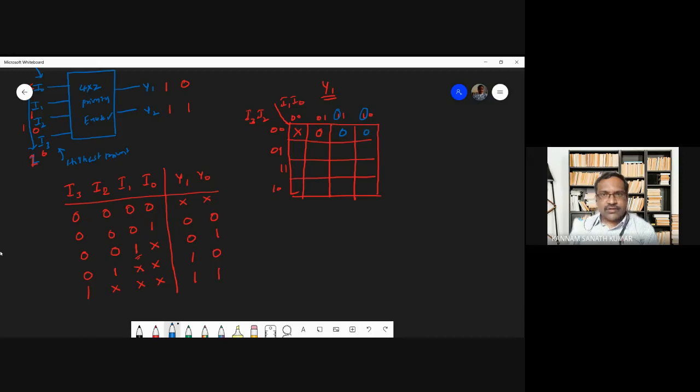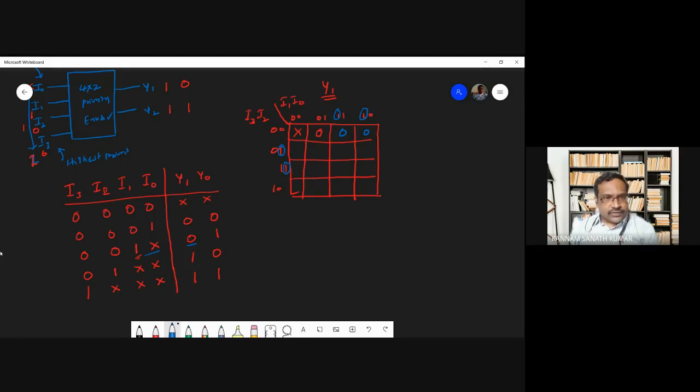All 0. Okay, so these two cells are allocated for this output. That means I1 equal to 1, and I0 is don't care. That means that can be 0 or 1. Okay, and next, if you see this one, so this one I1, I0 are don't care, and I2 is 1. So what is I2? I2 is 1 here. Okay, so I2 is 1 means here what will be the output?